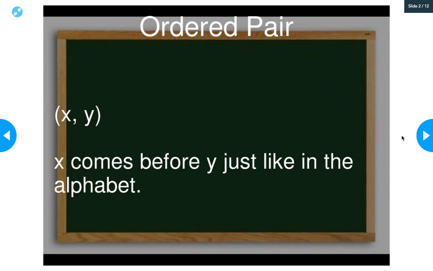When you see an ordered pair like this, these are coordinates. They tell you how and where to plot a point on a coordinate grid. The first coordinate refers to the x-axis and the second to the y.